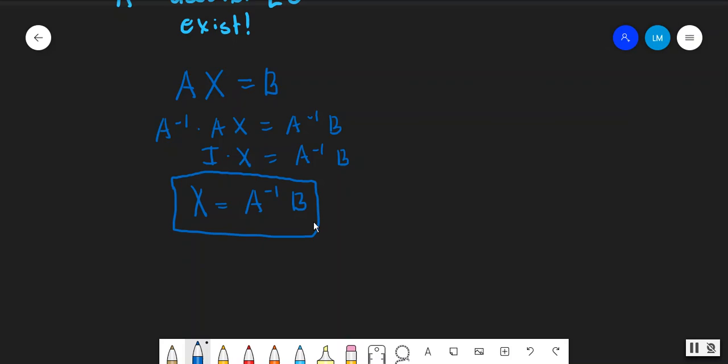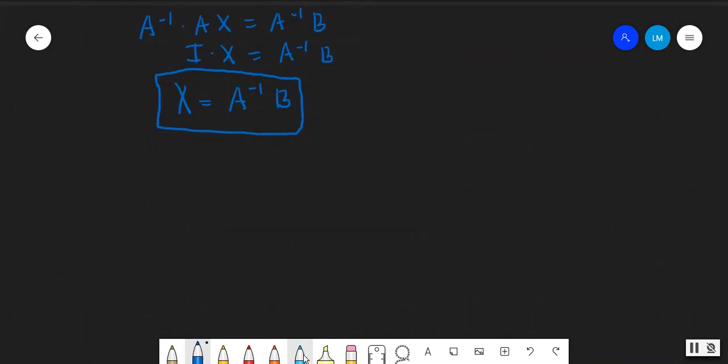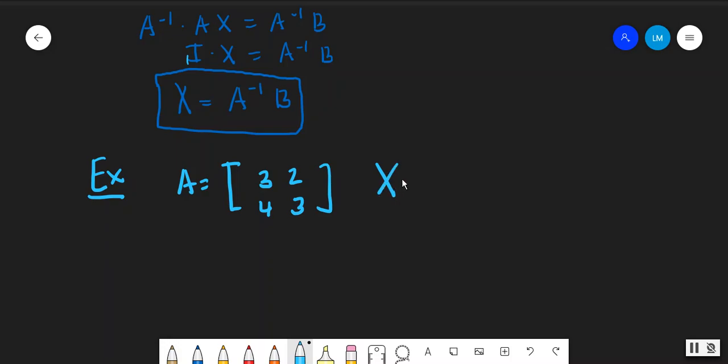Okay, but how can we put that together in an example? Well, let's say that you have a coefficient matrix with the entries 3, 2, 4, and 3. And let's say that X is equal to the unknown variables x and y. But let's say that B is equal to 16 and 23.